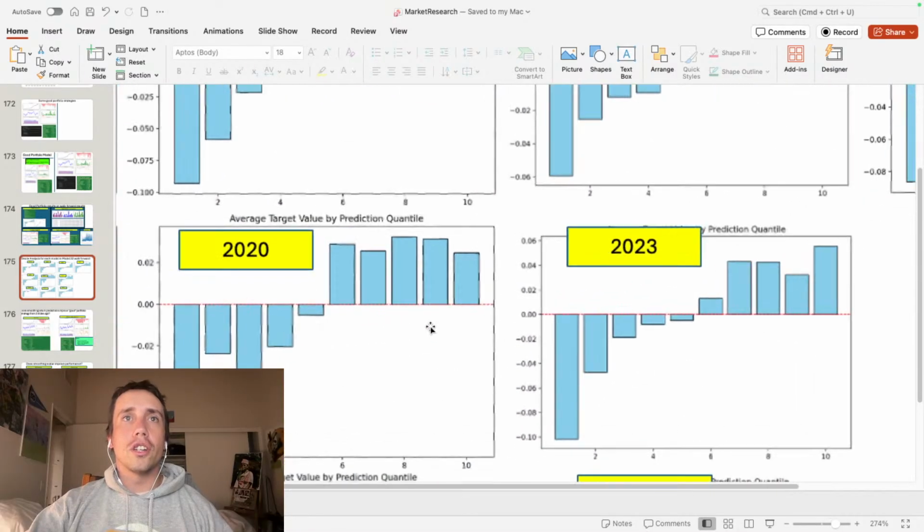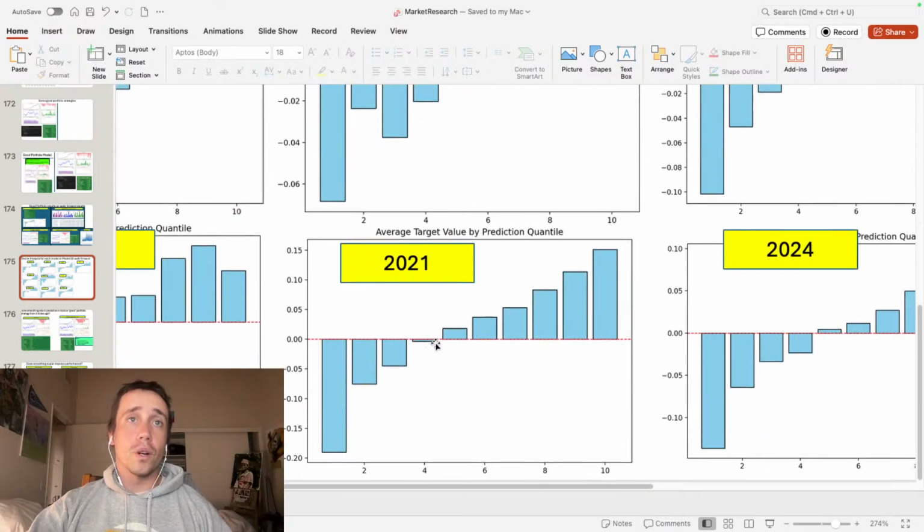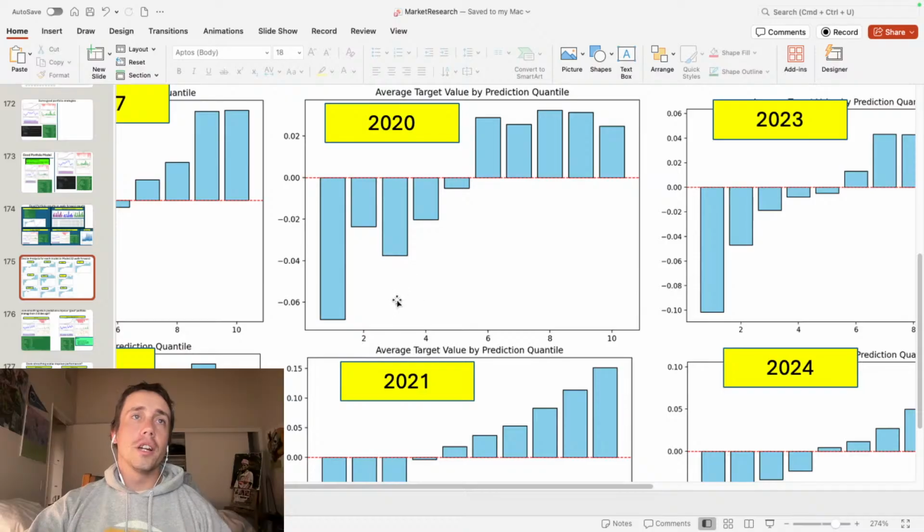Another thing you notice is years where it's having trouble, like 2020, the spread is really low. So here it's going from minus 0.06 to 0.02. Not much of a spread. 2021, a year that it performs a lot better on, the spread is from minus 0.2 to plus 0.15. So here we have a spread of 0.35, 35%. Here we have a spread of under 10%.